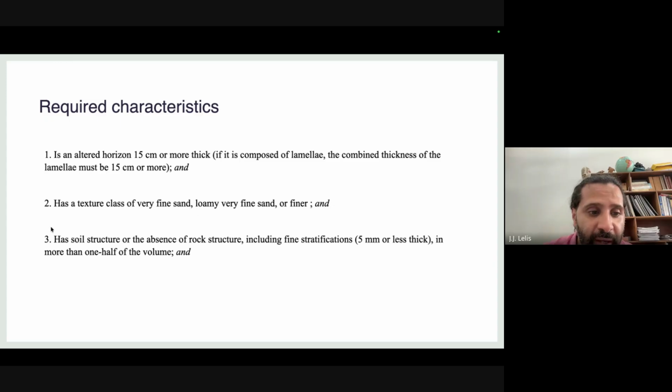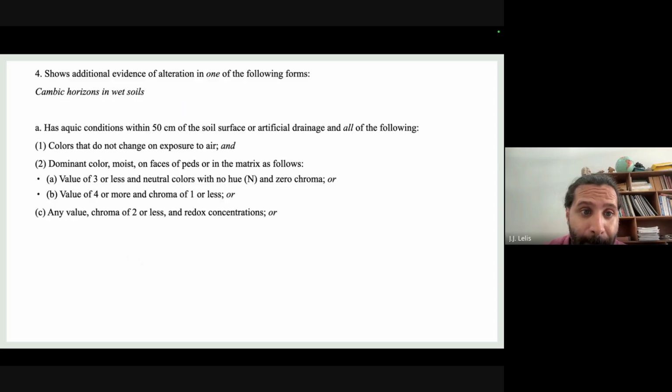of clay. It should register soil structure or the absence of rock structure, including fine stratifications, okay, that are 5 millimeters or less of thickness in more than 1/2 of the volume. So I can see rock structure. I should see rock structure because the weathering is not so intense, but I should not register a very high content of rock, because if I register more than 1/2, maybe that material is not a B horizon, okay, and then could not be a Cambic horizon.